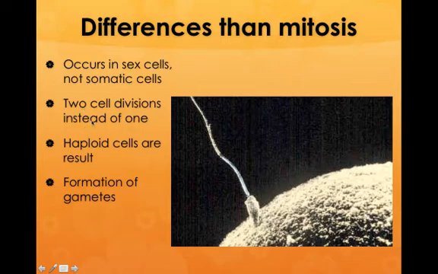It is 2 cell divisions instead of 1. We're going to end up with haploid cells, cells with the half DNA they need. And we talked about that before, because when a sperm cell and an egg cell fuse, 23 chromosomes are fusing with another 23 chromosomes, giving the resulting cell the 46 chromosomes which every cell in our human body has. And it forms gametes, not somatic cells.